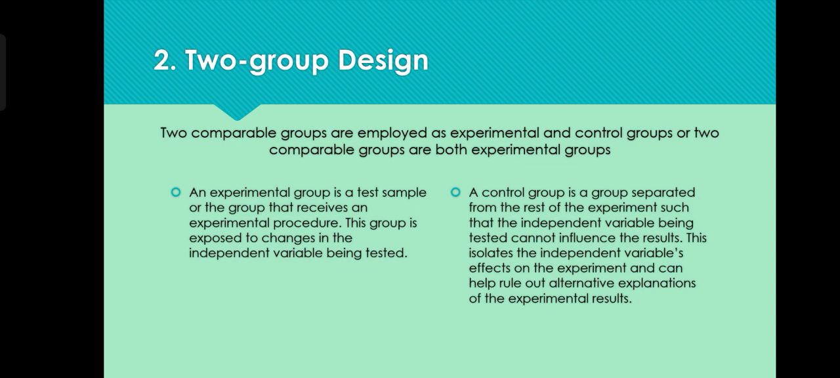This isolates the independent variables' effects on the experiment and can help rule out the alternative explanations of the experimental results. Like for example, if you want to explore the effect of salt on plant growth, the control group would be a set of plants not exposed to salt, while the experimental group would receive the salt treatment.